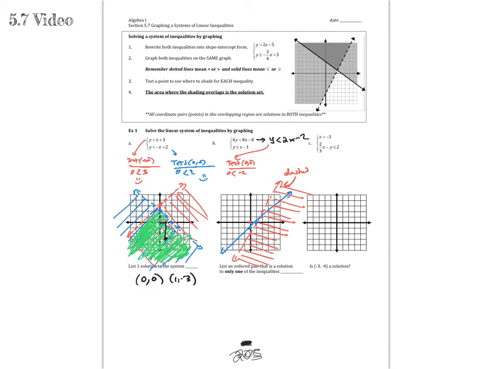Then for my blue line, I'll test 0, 0 also. And what do I get? I get 0 is less than or equal to negative 1. That's also false. So once again, 0, 0 is the wrong side of the line, so I'm going to shade away from it. So now I need to be using the blue line as my starting point and ignore the red one.